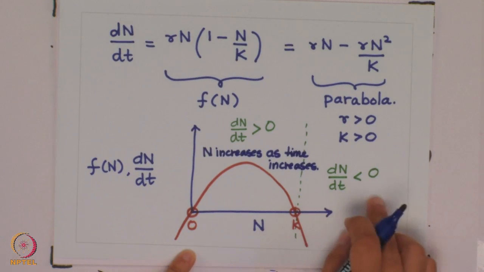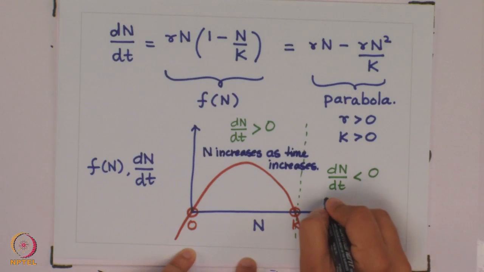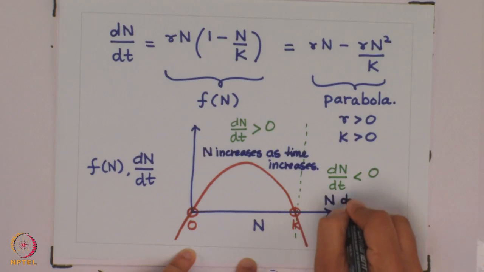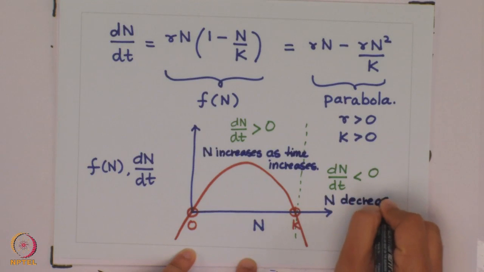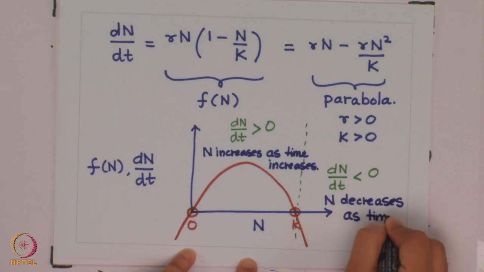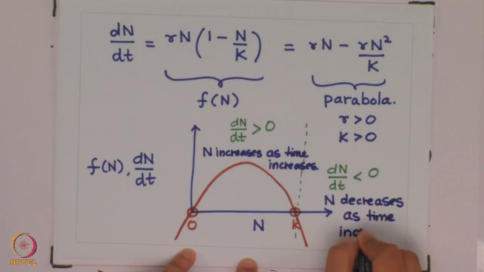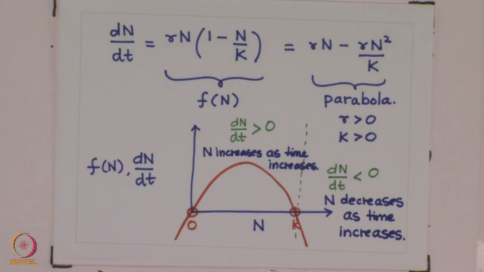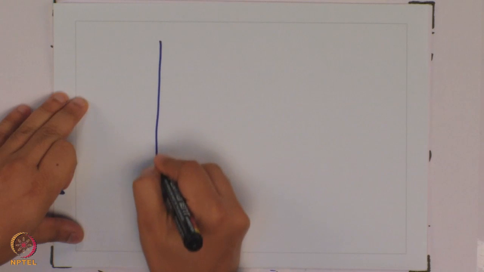On the other hand, dn by dt less than 0 implies that n decreases as time increases. So, again let us redraw this and see what these two facts tell us.